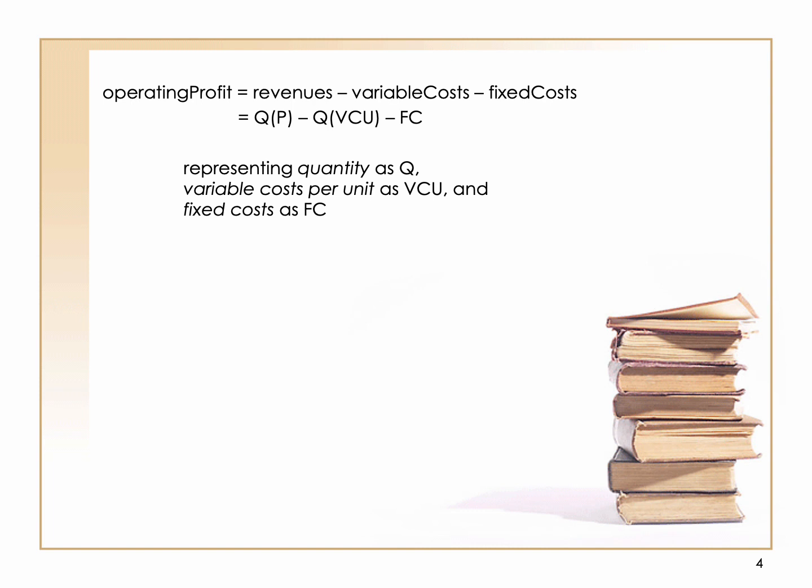Operating profit, as you know, is revenues, and since we've defined all costs as either variable or fixed, we can say revenues minus variable cost minus fixed cost, which we can represent using Q for quantity, VCU for variable cost per unit, and FC for fixed cost. So Q times P minus the product of Q times VCU minus fixed cost. That's operating profit.